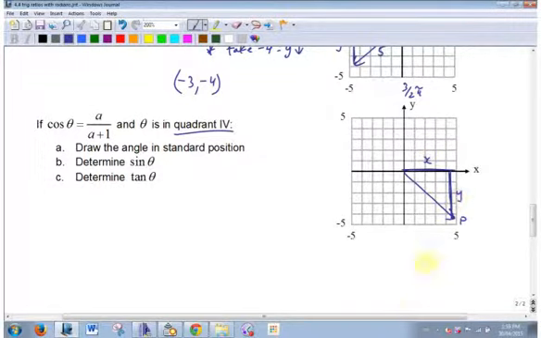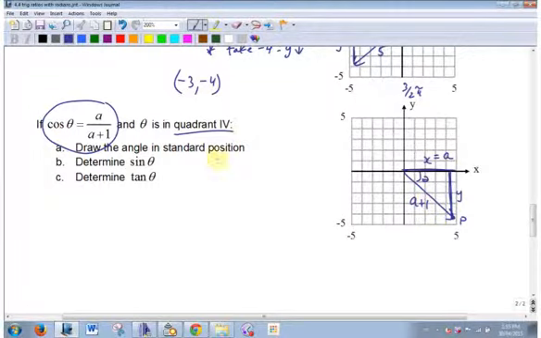Cosine is a over a plus 1. But remember, cosine of theta is positive, but cosine is adjacent over hypotenuse, right? That's a right angle triangle. So where's the adjacent? That's there. Where's the hypotenuse? That's there.